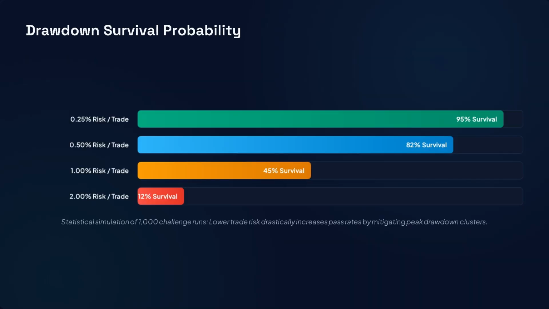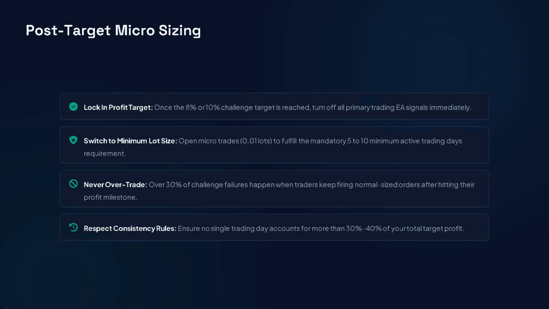This chart illustrates drawdown survival probability. Statistical simulations confirm that lower trade risk significantly increases your chances of passing a challenge by mitigating the impact of peak drawdown clusters. Finally, focus on post-target microsizing.